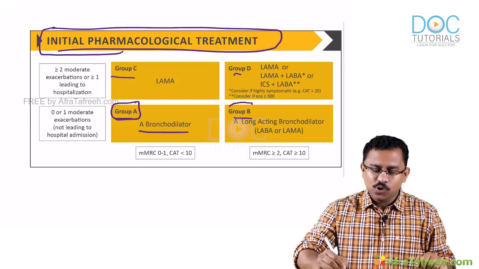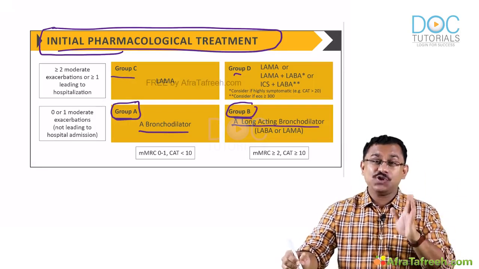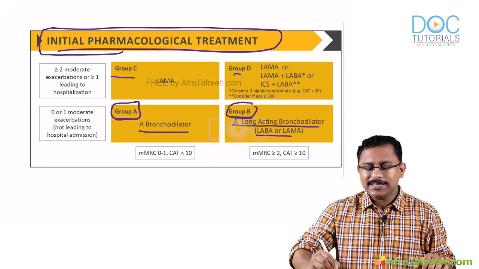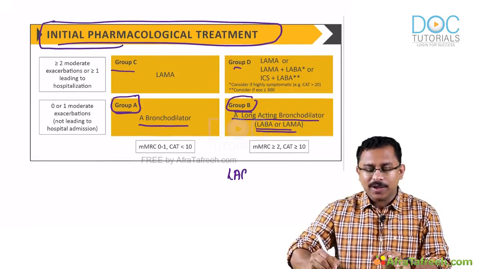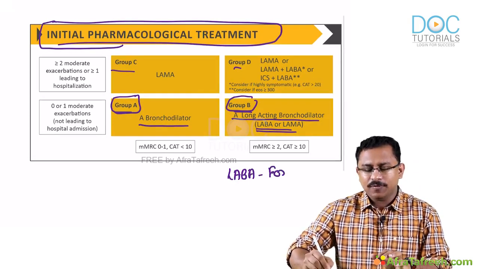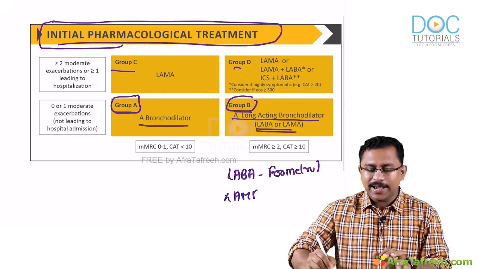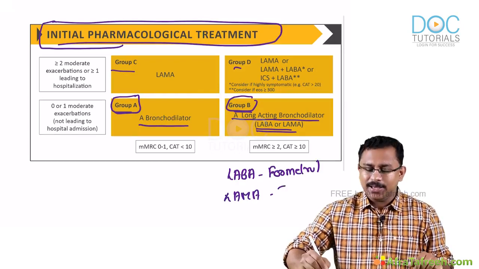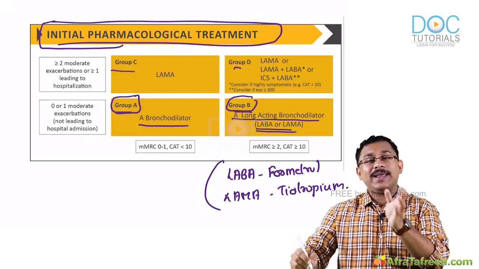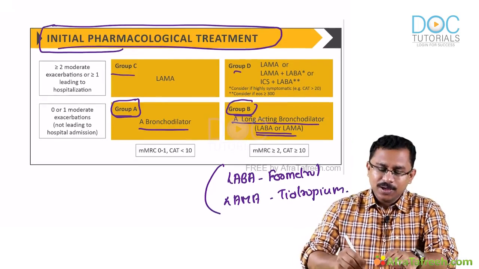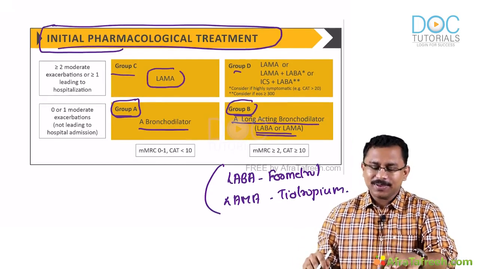Group B means you will go for a long-acting bronchodilator. It has to be long-acting. That is either a LABA or LAMA. LABA is your long-acting beta agonist like your formoterol. And LAMA is your long-acting muscarinic antagonist like your tiotropium. So either you go for a LABA or LAMA there. Group C, it is LAMA.